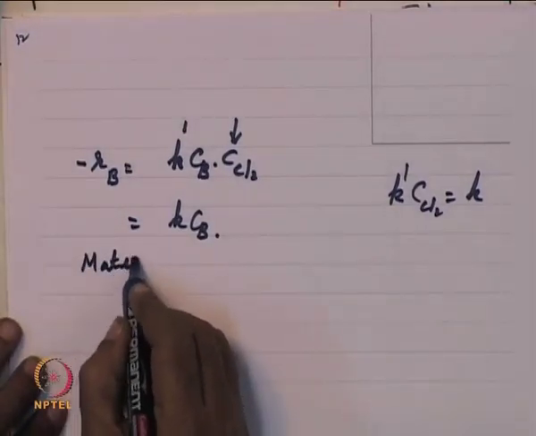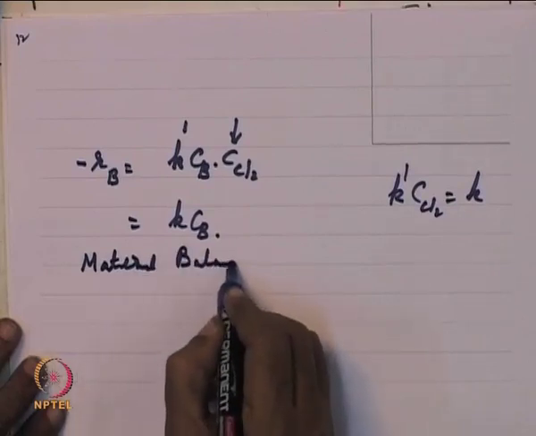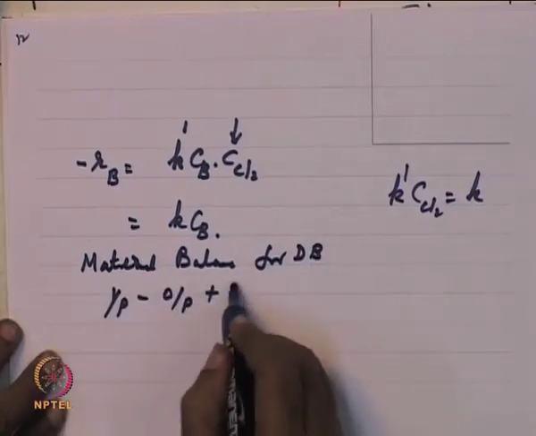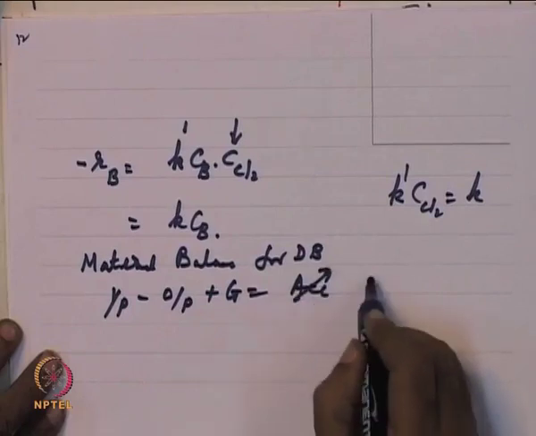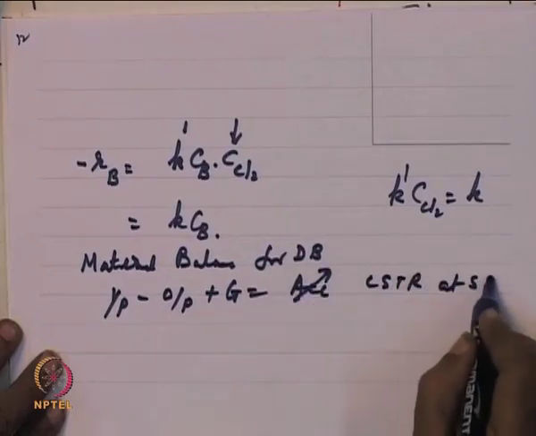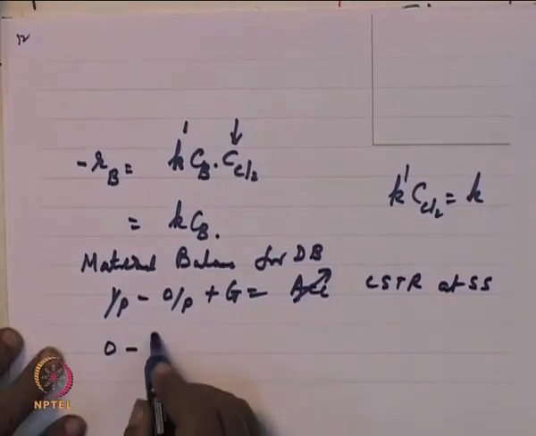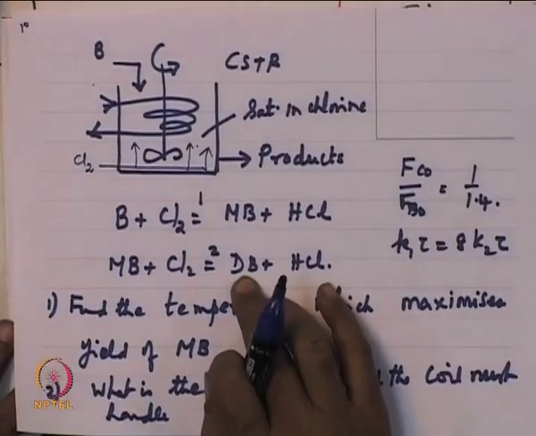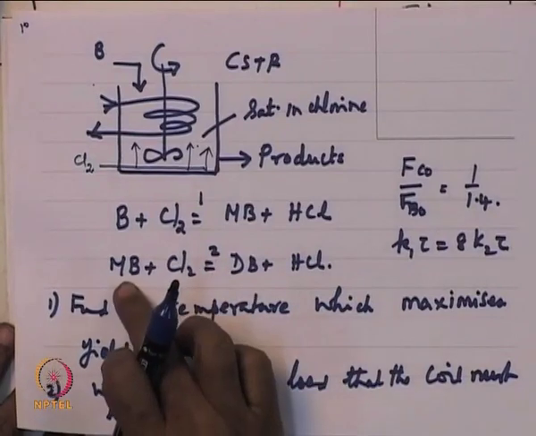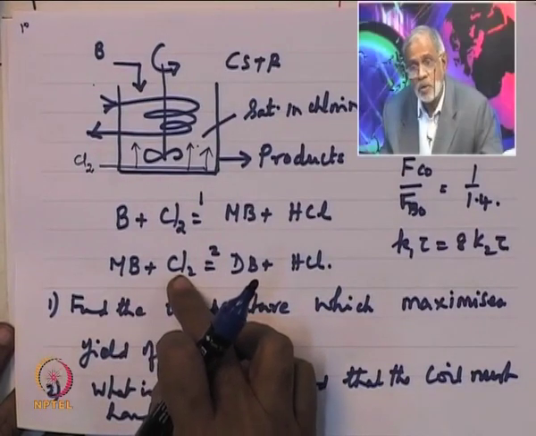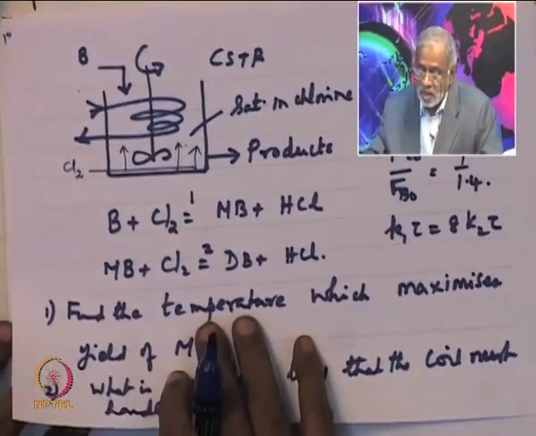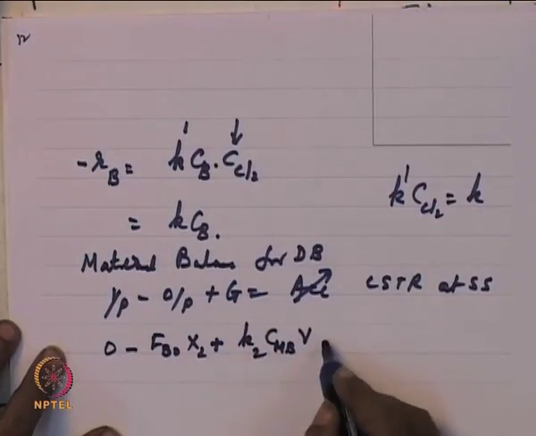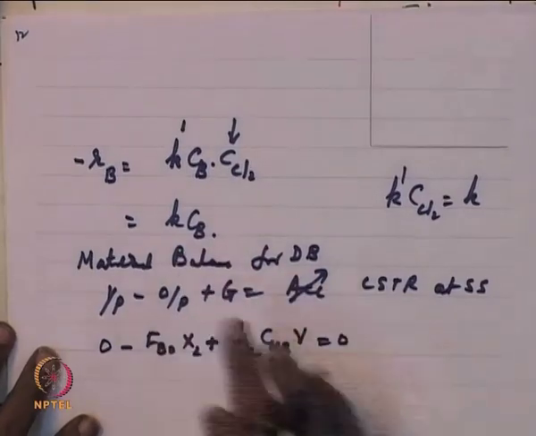So, material balance for DB. What is input, what is output, what is generation equal to accumulation, and we are talking about a CSTR at steady state. So, the input is 0, the output is FB 0 times X 2. What is the generation? Dichlorobenzene is generated in reaction 2, it must be equal to K 2 times CMB times Cl 2 concentration. Cl 2 concentration is constant, therefore, it becomes pseudo first order in MB. So, it becomes K 2 CMB times V equal to 0. So, we got an equation for dichlorobenzene.